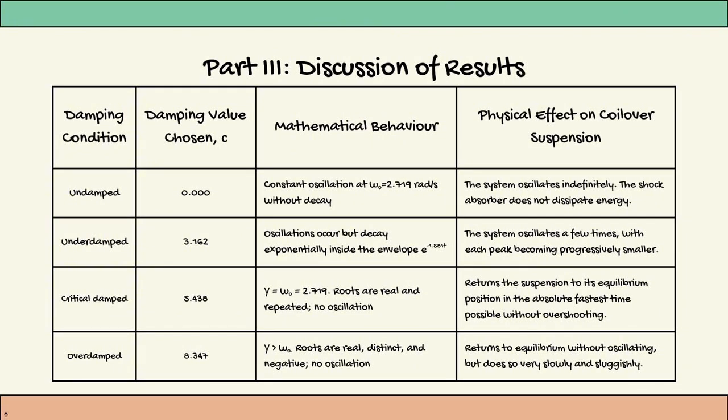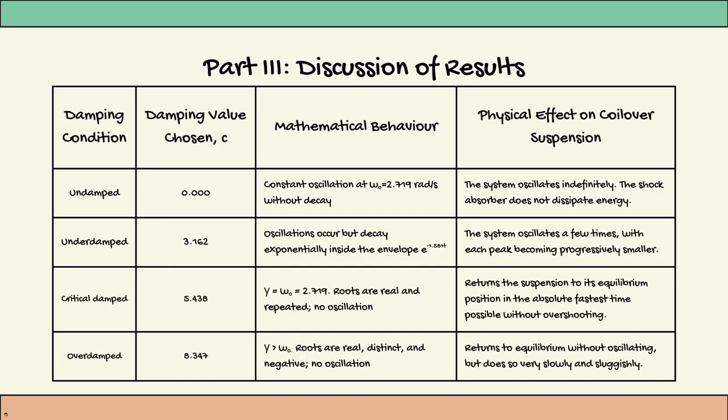case, which is c equal to 0. So the system oscillates constantly at omega equal to 2.719 radians per second, with no decay at all, because there is nothing to dissipate the energy. For the underdamped case, which is c equal to 3.162, the oscillations still happen, but now they decay exponentially, bounded by e to the negative 1.581 t. You can see this on our graph, the green curve, which keeps bouncing but each peak gets smaller.